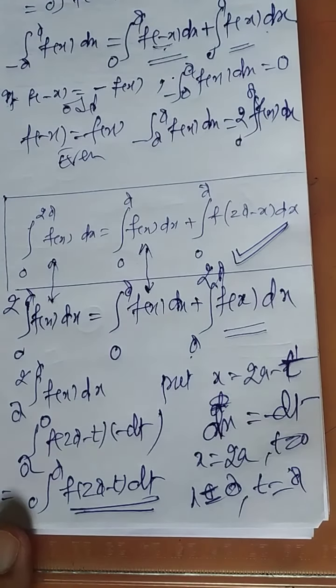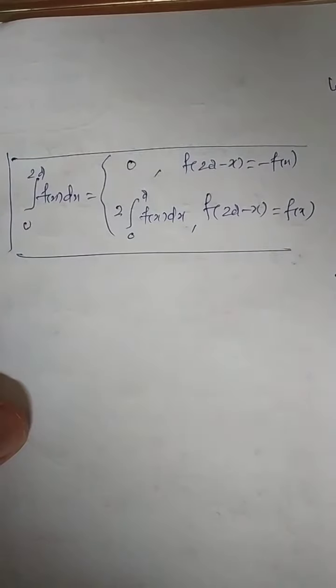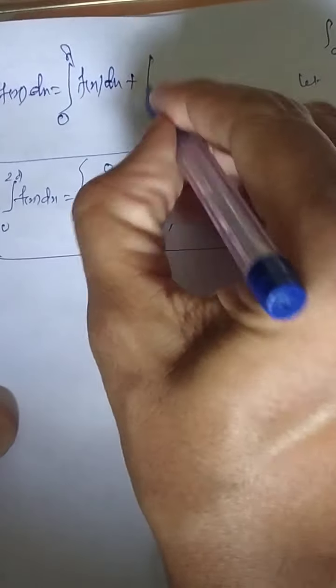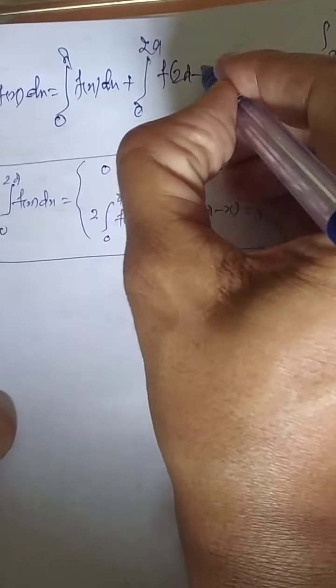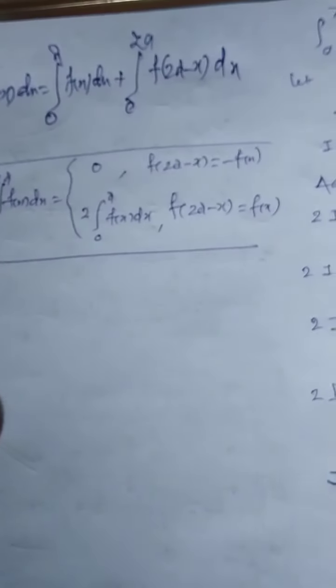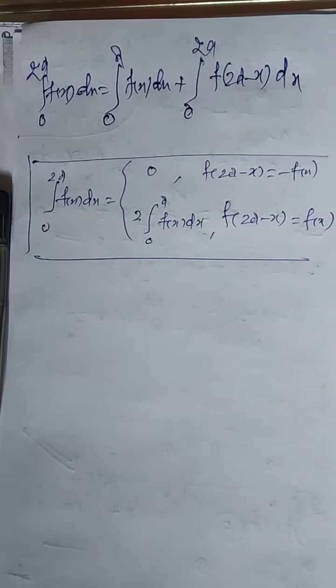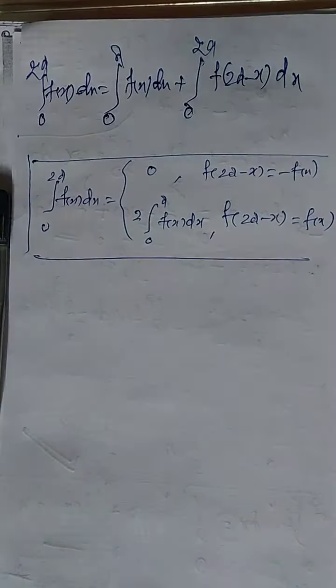Now, in continuation of the previous property, you have learned that 0 to 2a of f of x dx will be equal to 0 to a of f of x dx plus a to 2a of f of 2a minus x dx, which we have just now proved. Now there are two remarks here. This property also you can remember.